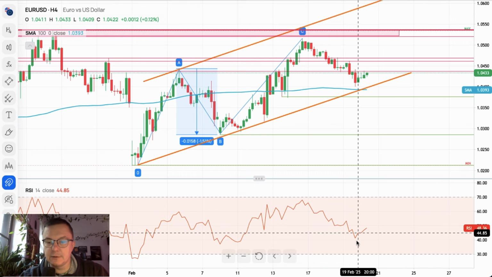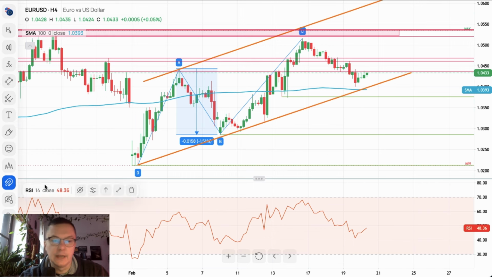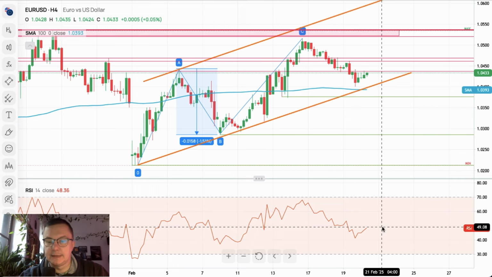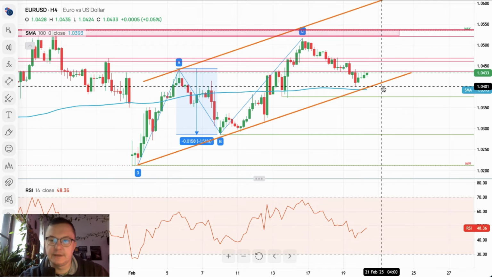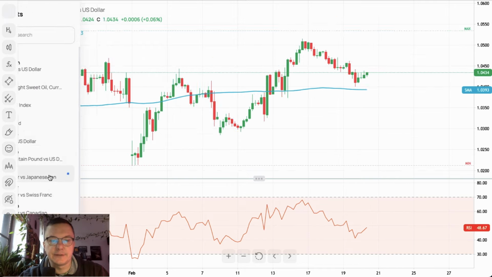RSI down towards the level of 41. Now it's bouncing towards the neutral level of 50. However, the outlook is now way more bearish than it was before. There is still room to the downside here. Let's see how the euro dollar will react on this.